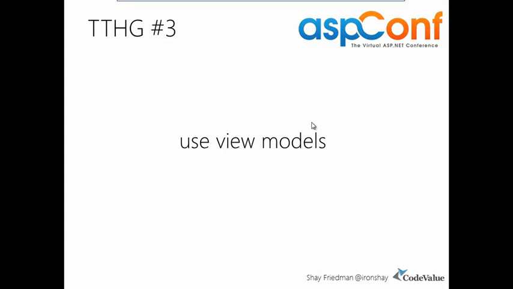View models will solve that right away, because you will just use another class which is just like the model, but it has everything that the view needs, and it will have only what the view needs. If you have some stuff on the domain model that you don't need the view to have, then you won't have it in your view model. And then you have full control over it, because it's just part of your MVC application. It's not a part of the domain model.